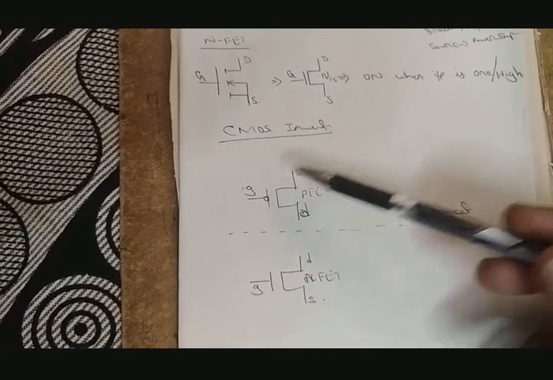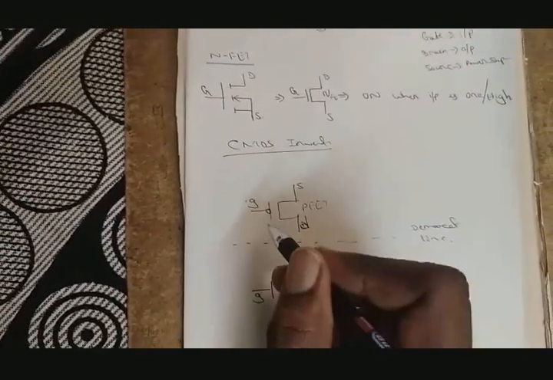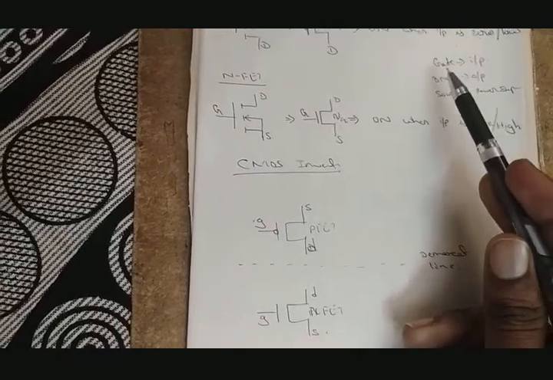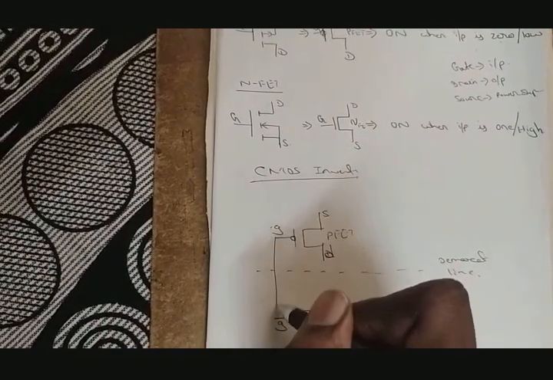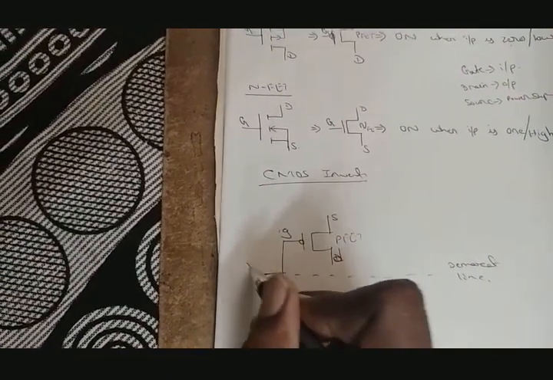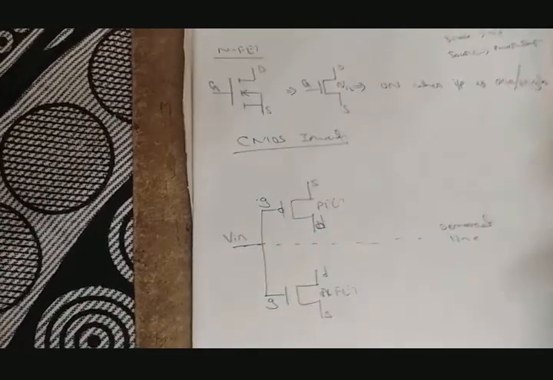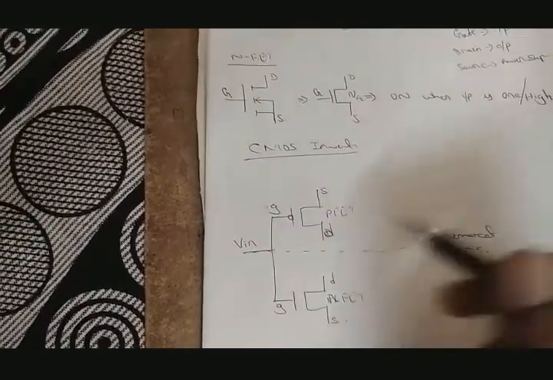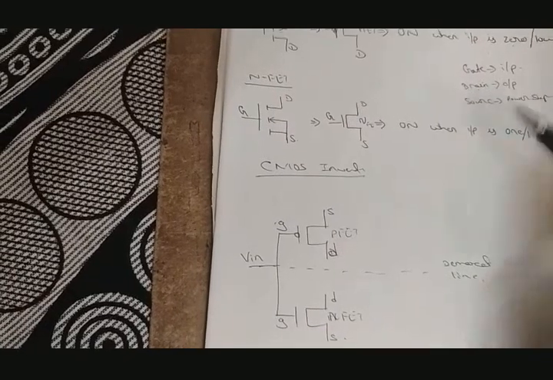As we know, the inverter has only one input, so the input should be given at the gate region. I'll short these two gates together and give the input as V in. Next, at the drain the output should be taken.